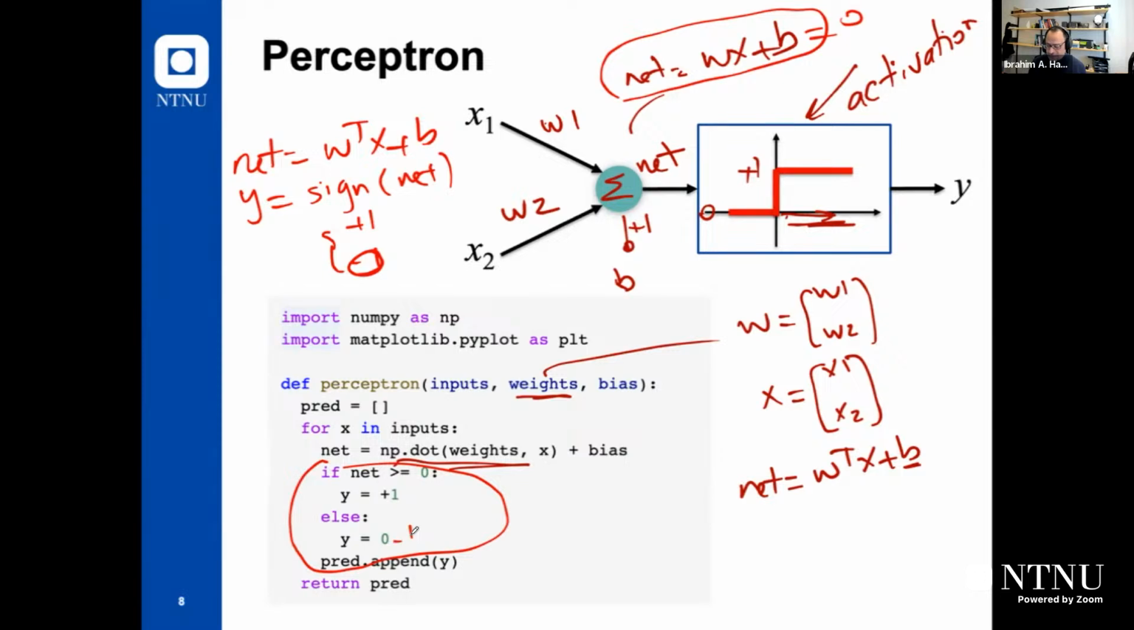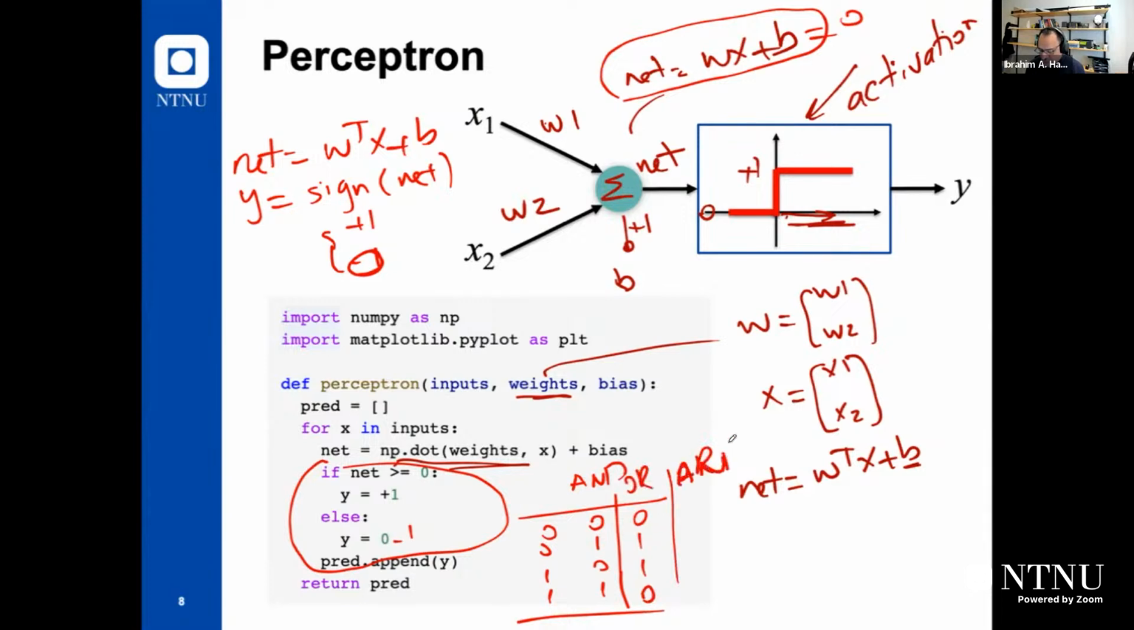If you will test it with AND, this is the AND dataset: 0, 1, 0, 1 and 0, 0, 1, 1. If you want to test it with OR, sorry, this is OR, the output will be 0, 1, 1, 1. And when it is AND, it will be like this one: 0, 0, 0, 1. So just try to do it, please.